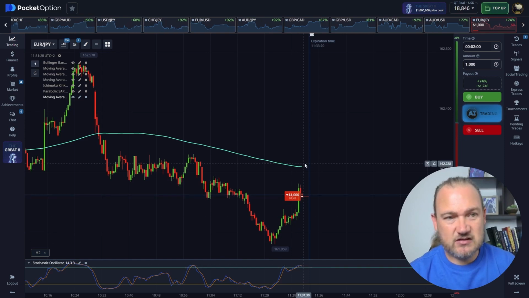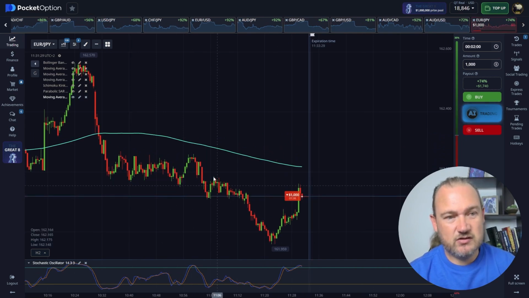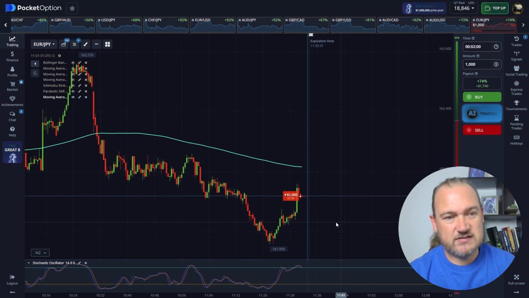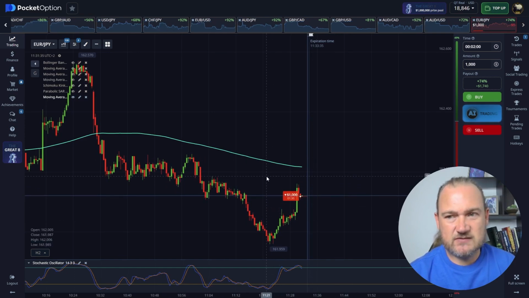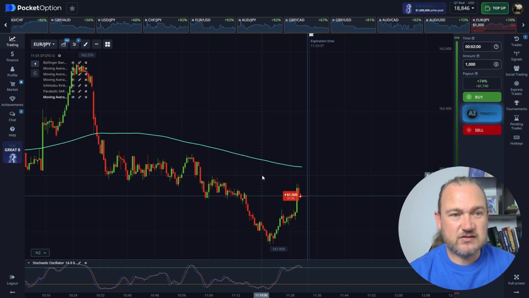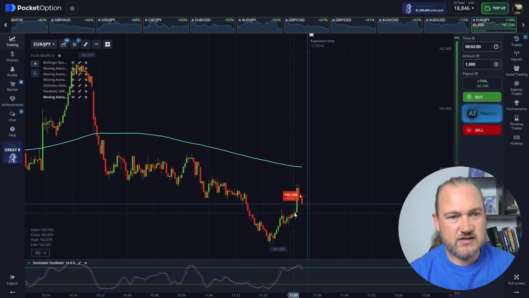My stochastic turned red, and we are below the 200 moving average, so we are in a downwards move, and we can see clearly price is making lower lows and lower highs. So we took this trade, and now we're just going to sit in it and just wait for the timer to run out. We should see a complete pullback to roughly around this area at least.